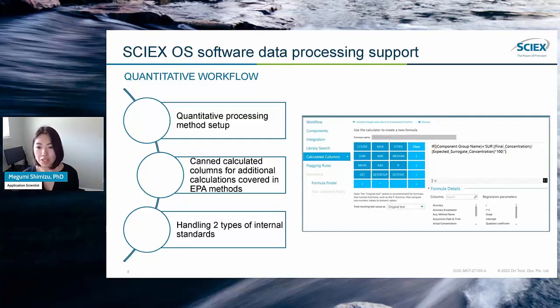Not only can you set up a standard quantitation processing method, you can add custom calculations to conduct all the QA/QCs in the EPA methods. We provide canned calculated columns to add to your processing method so that you can conduct all the required calculations, such as recoveries of two different types of internal standards. So you don't have to export data into an Excel spreadsheet and add those calculations afterwards every time you run samples. Instead, your processing method contains everything, and it will calculate automatically every time you process the data set in OS Analytics.